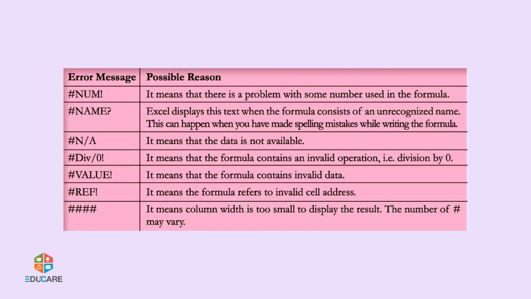#DIV/0!. It means that the formula contains an invalid operation, that is, division by 0. #VALUE!. It means that the formula contains invalid data. #REF!. It means the formula refers to invalid cell address. ####. It means column width is too small to display the result. The number of hash may vary.